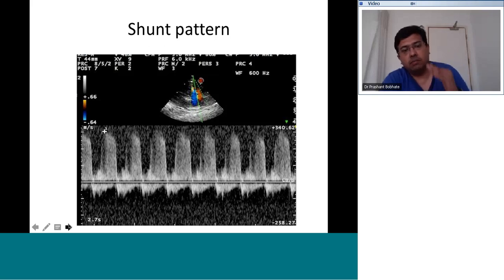Again, a pulse wave Doppler at the PDA. What do you think about this? What do you think about the flow pattern? Unfortunately, we don't have an ECG over here, but what do you think about this flow pattern in the PDA?